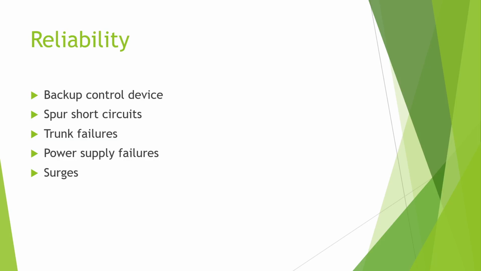So, how do we protect against trunk failures? Our main trunk line. Probably not something that we can have a backup trunk line. All right. Any other options? How would you physically protect the trunk line?